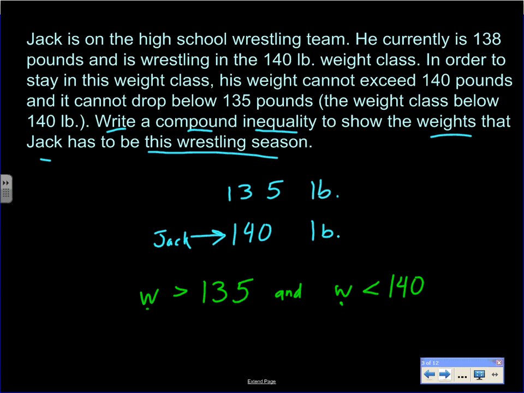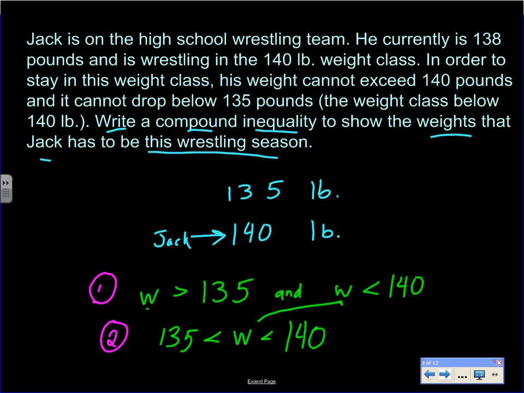Now remember, this one here on the left, we could rewrite this to say 135 is less than Jack's weight. And then we can also take this one here, his weight, W, is less than 140. And that's how we write it in a compound inequality. Either one's fine, number 1 or number 2. Either way will represent this compound inequality. For number 1, make sure you have the word "and" in there.